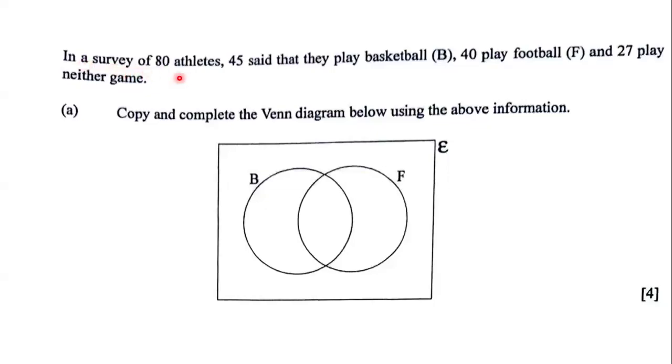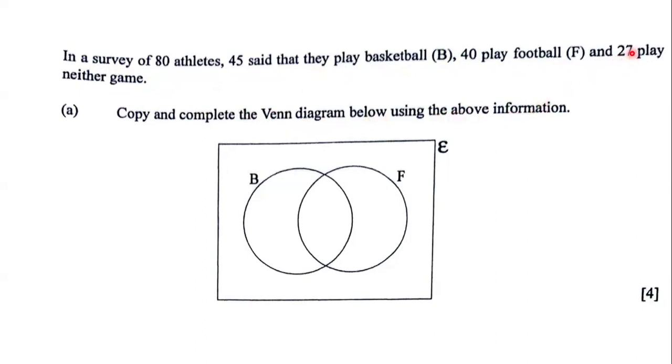In a survey of 80 athletes, 45 said that they play basketball, capital B, 40 play football, that's capital F, and 27 play neither game. Copy and complete the Venn diagram below using the above information.